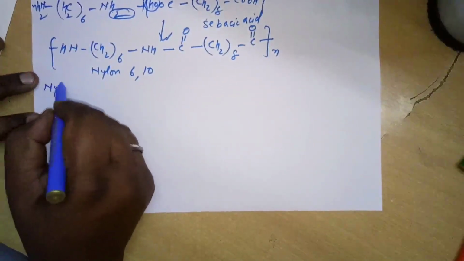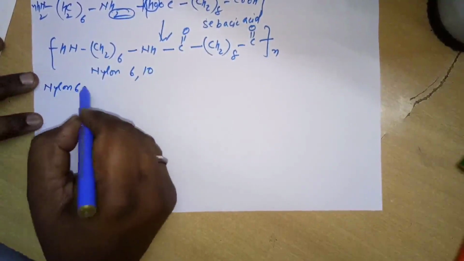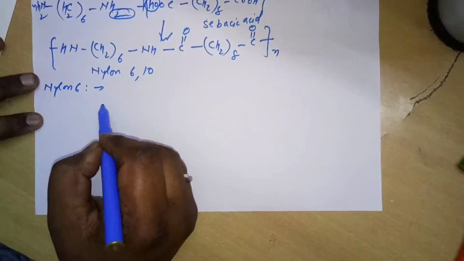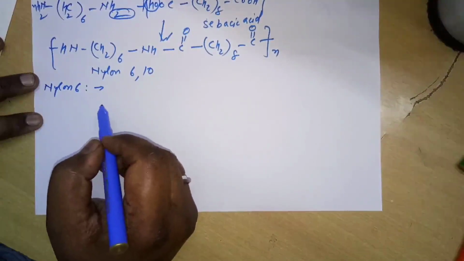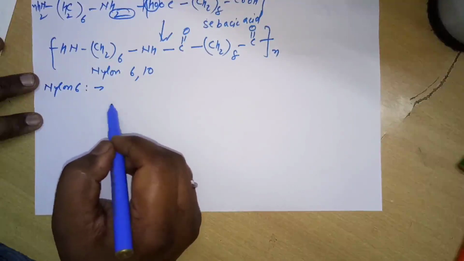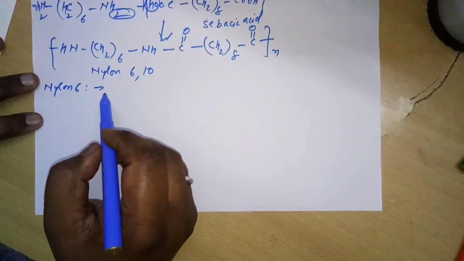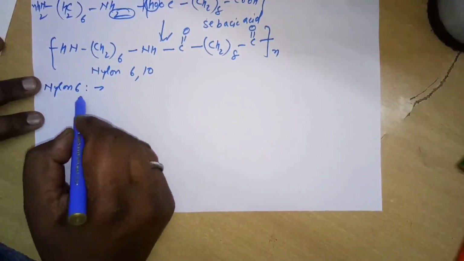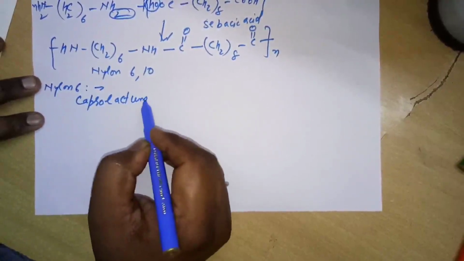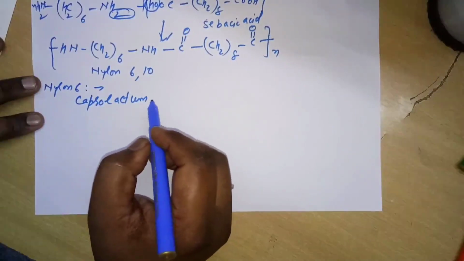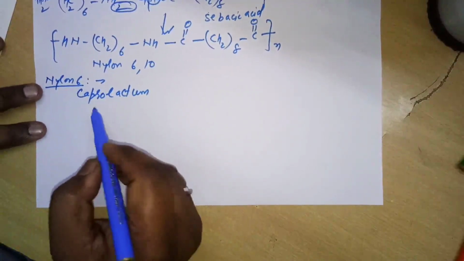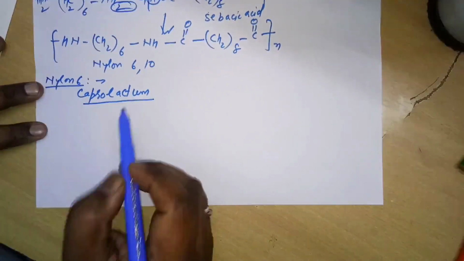Next example is nylon 6. Nylon can also be prepared from a single monomer having a potential amino group at one end and a potential carboxyl group at the other end. For example, the monomer caprolactam, on heating with water at high temperature, polymerizes to give nylon 6. First, we will take the preparation of caprolactam.